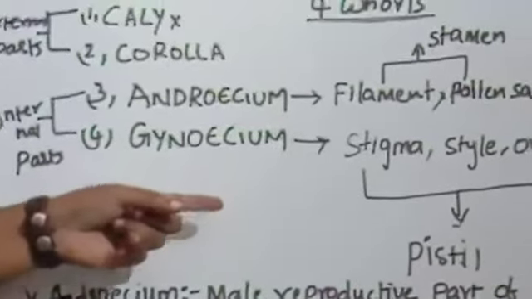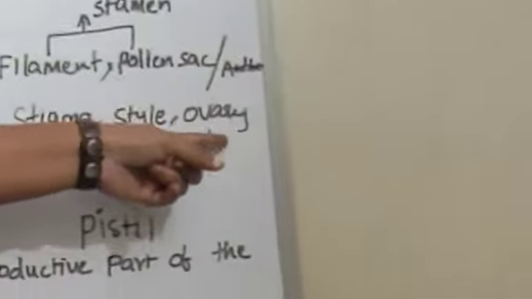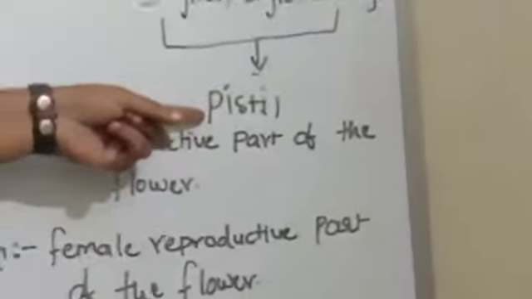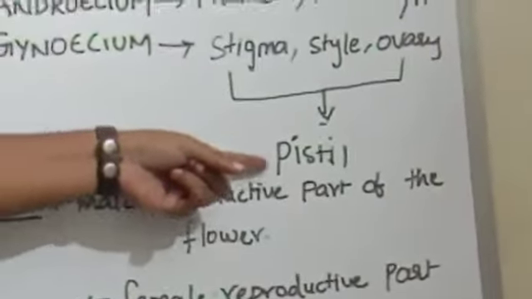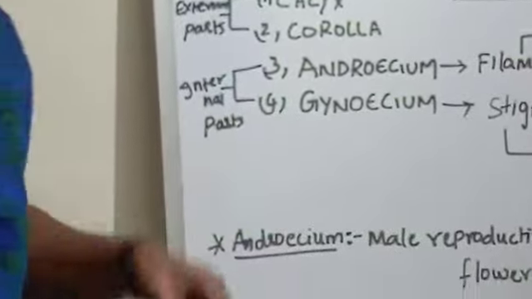Coming to the gynoecium, gynoecium consists of stigma, style and ovary. These three parts together are called the pistil. Pistil is nothing but gynoecium, the female reproductive part of the flower.